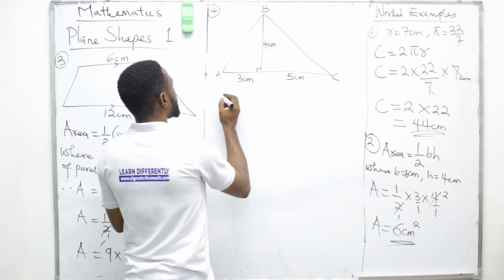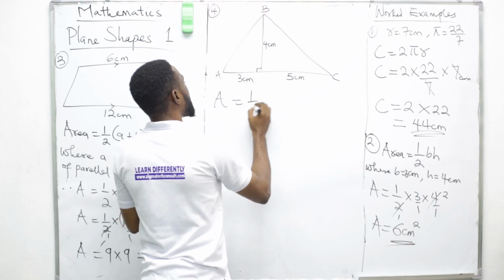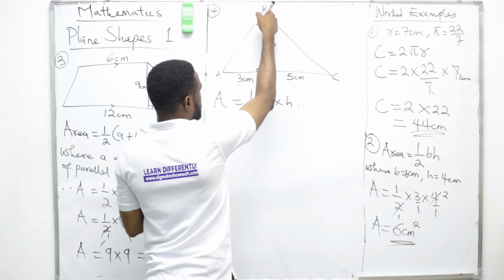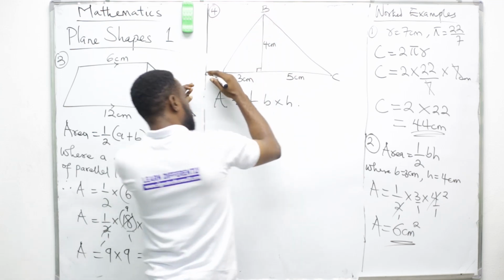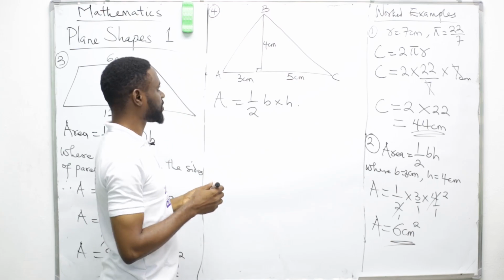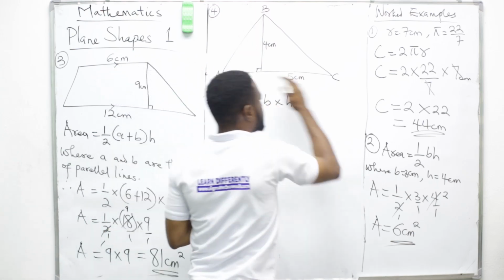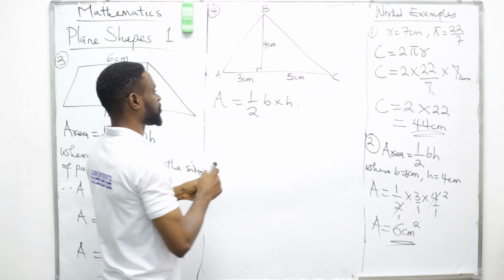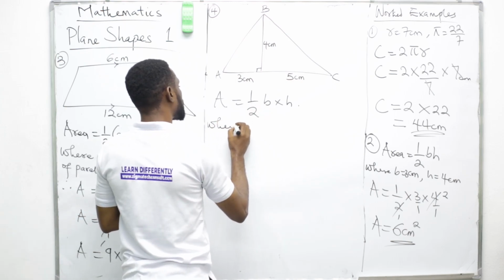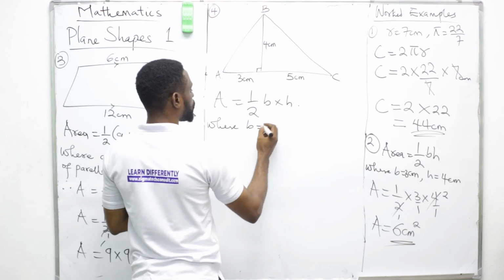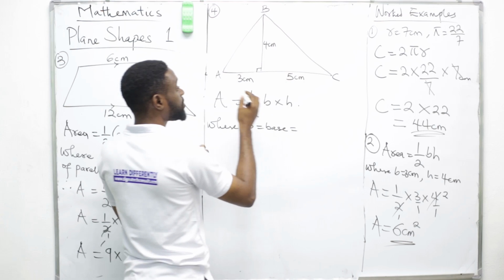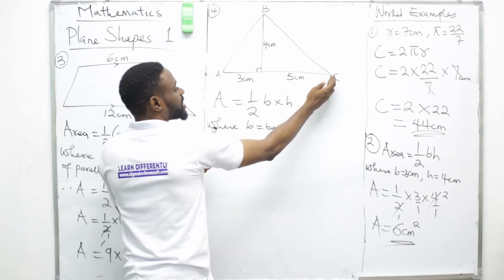It's simple. Area is equal to half base times height. This is the height of this triangle. This is the base of this triangle. So we'll have to find the area. So this height and this base is what we have in this triangle. So what it means is that the base, B, is equal to the base, which is from this point to this point.